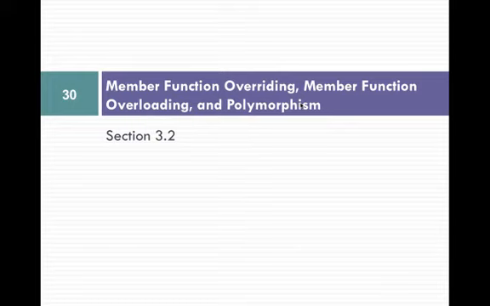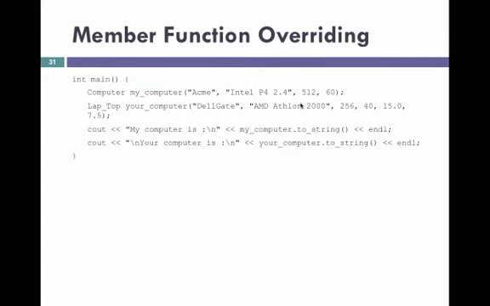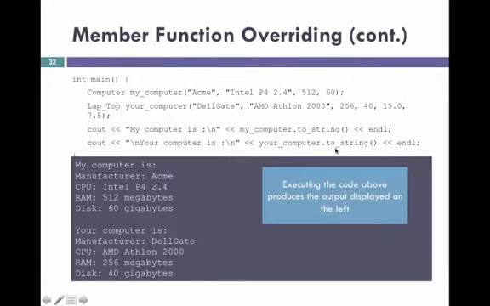This slidecast will cover member function overriding, member function overloading, and polymorphism. Now here's a main routine. We construct a computer object and a laptop object, and then we output the myComputer object using toString, and we output yourComputer using toString. Now when we execute that code, over here is the output that's displayed.